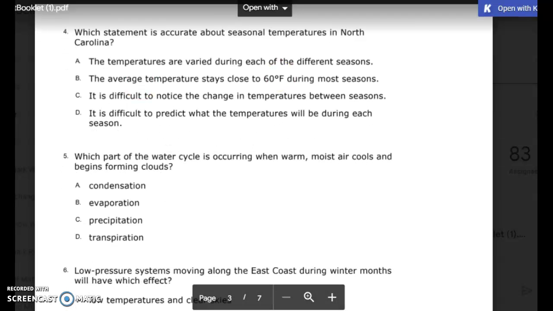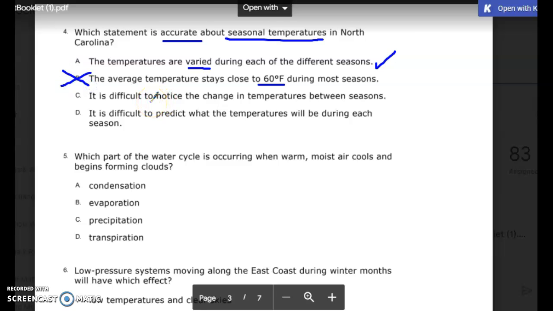All right. Holy cow, I certainly hope no one missed this, seeing that you live here. Glenn, if I lived in Nevada and I missed this question, it would be remotely acceptable. You live here. What statement is accurate about the seasonal temperatures in North Carolina? A, the temperatures are varied, which means different, during each of the seasons. I'm digging that one. The average temperature stays close to 60 most seasons. That's certainly not true in August. It's certainly not true in January.